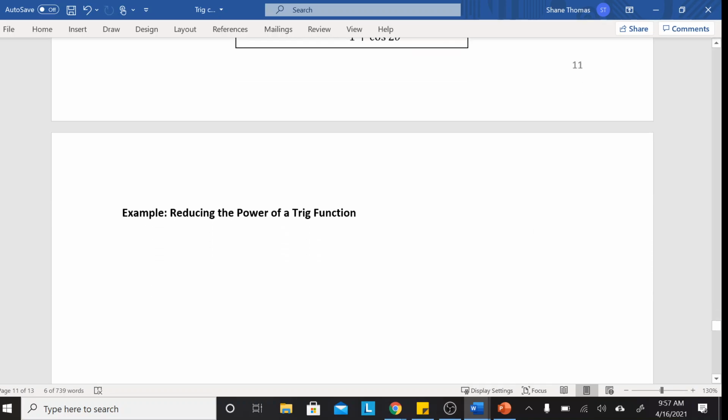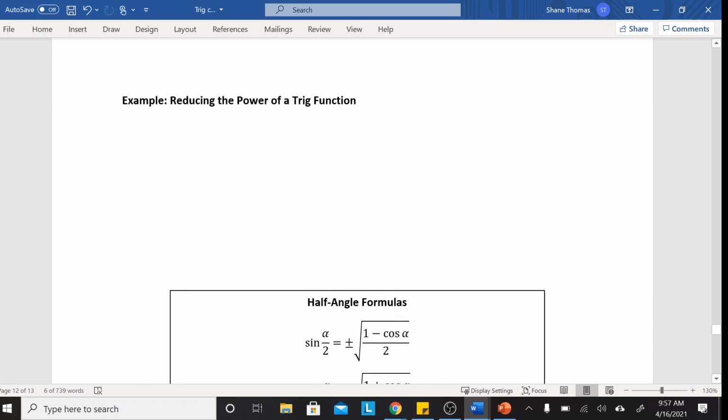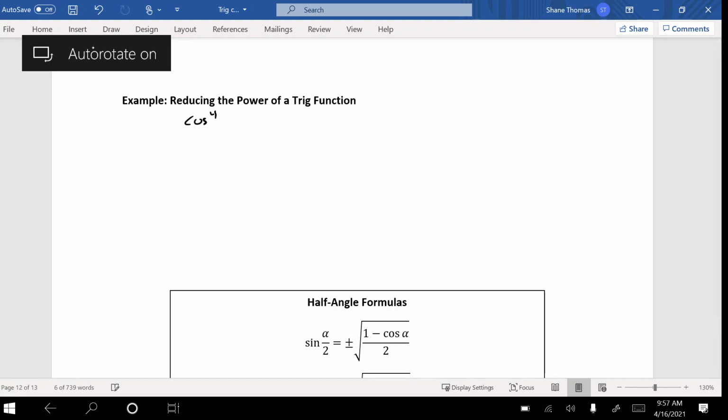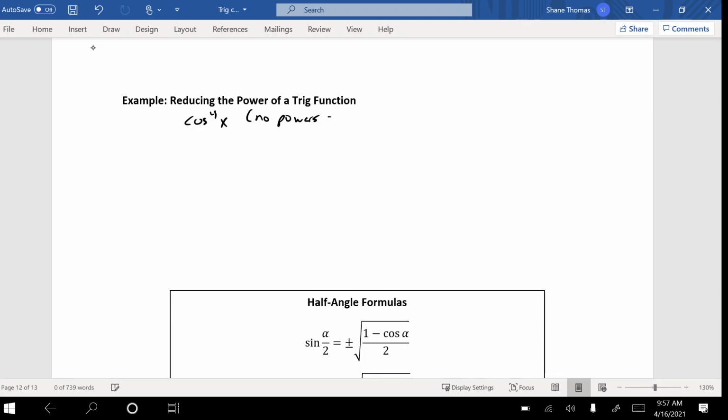Now, what we're going to do is reduce the power of a trig function. We're going to start with cosine to the fourth power of x, and we want to rewrite this so there are no powers greater than 1. Everything is going to be sine, cosine, tangent, those types of things. Now, our power formulas only go up to squares, correct? So let's go ahead and rewrite this as a square.